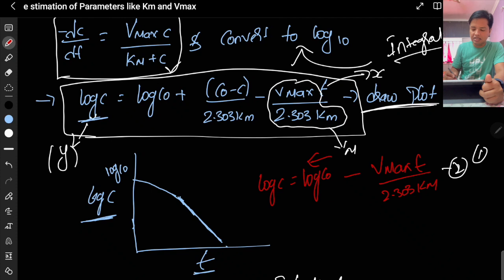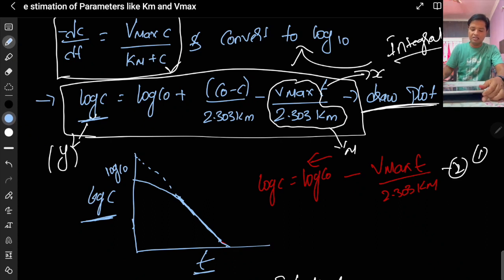We need to measure Km and Vmax values from this. If we extrapolate the straight line, it will touch the y-axis somewhere. You should extrapolate the straight line. Wherever the normal line is touching the y-axis, that is your log C naught.